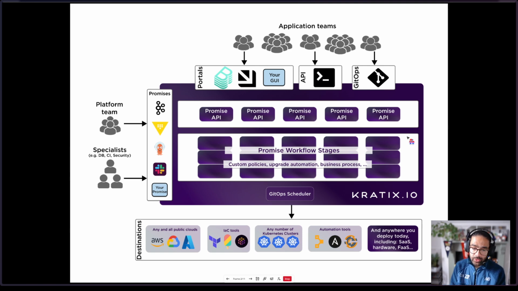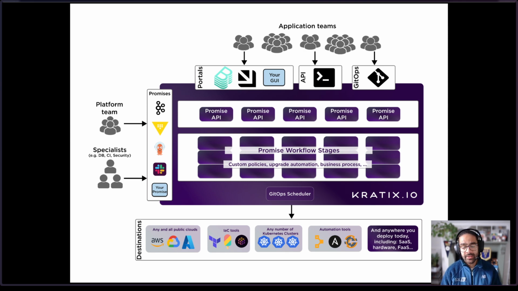And what that will do is find a destination, a place where that workload can run. So Kratix is also not opinionated about where that runs. It could be in any of the public clouds. It could be infrastructure as code tools like Terraform, Crossplane, Pulumi. It can be another different Kubernetes cluster, or it can even be other automation tools like Ansible. We can push code to GitHub and have GitHub Actions run on top of it. So basically, Kratix allows you to define a service, define what it means for that service to be deployed, and schedule that to any destination, to any place via GitOps.